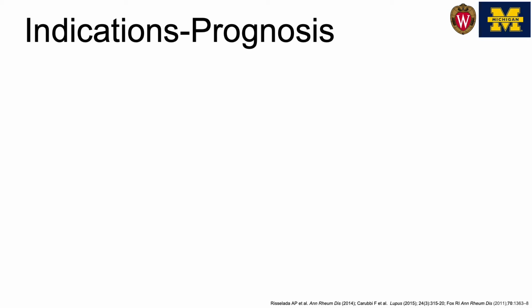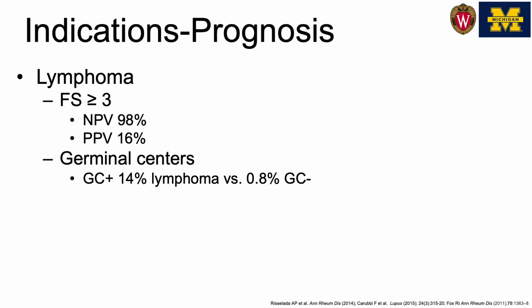Labial salivary gland biopsy also is useful in prognosis in our Sjögren's patients. So we have data that show that if a focus score is greater than or equal to 3, this provides a 98% negative predictive value for lymphoma and a positive predictive value of around 16%. Furthermore, if germinal centers are seen on the labial salivary gland biopsy, there's also marked increased risk of lymphoma. This serves as a prognostic marker through the labial salivary gland biopsy.